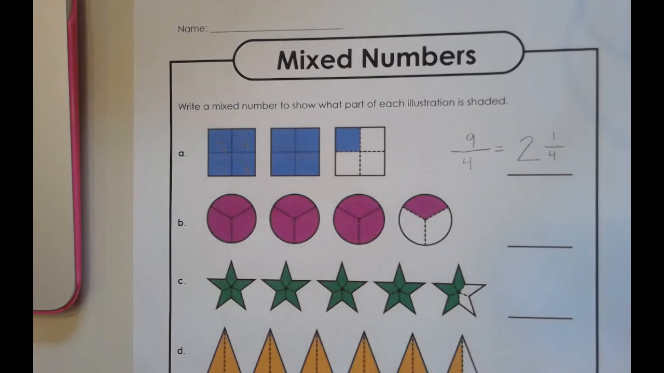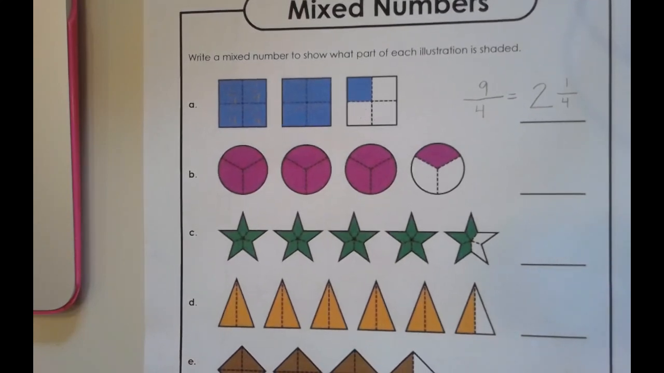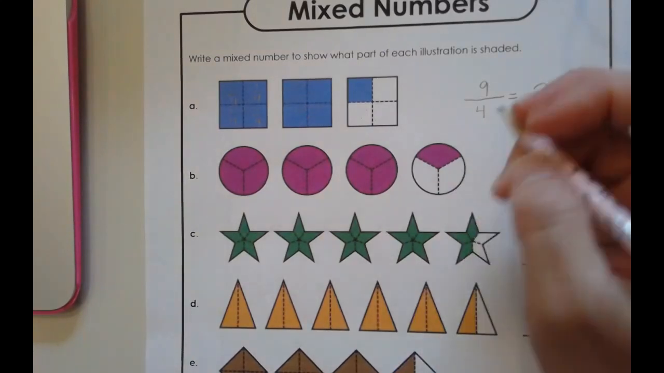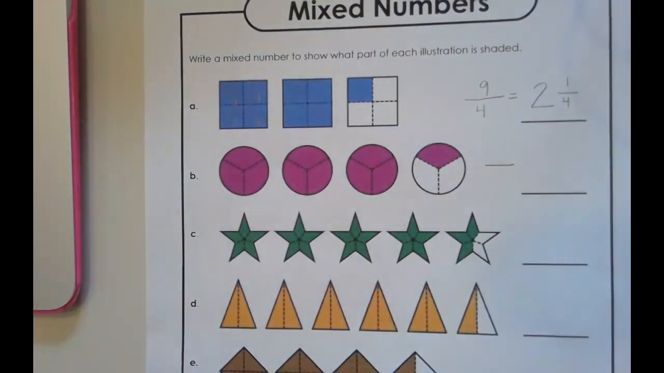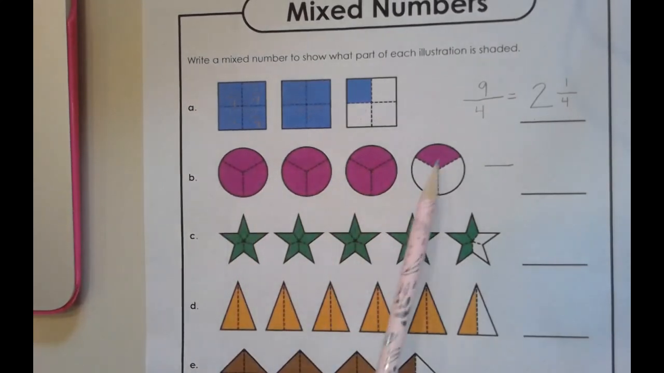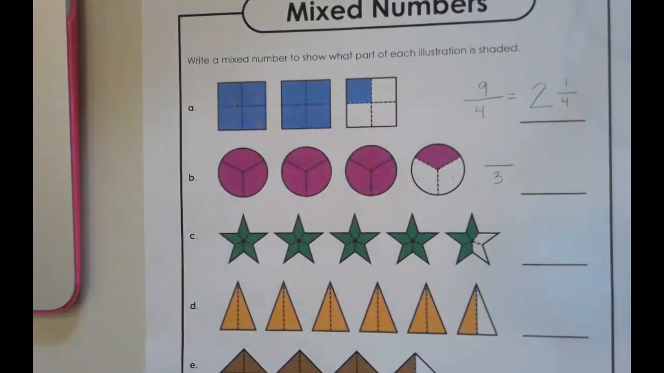Okay? All right, let's look at problem B together. So we have pies here. What are the pies divided into? How many equal parts? You can say it out loud even though no one's there for you to hear it. Okay, so if you said that these pies are divided into thirds or 3 equal parts, you are correct. They are each divided into 3 equal parts. So our denominator will have a 3.